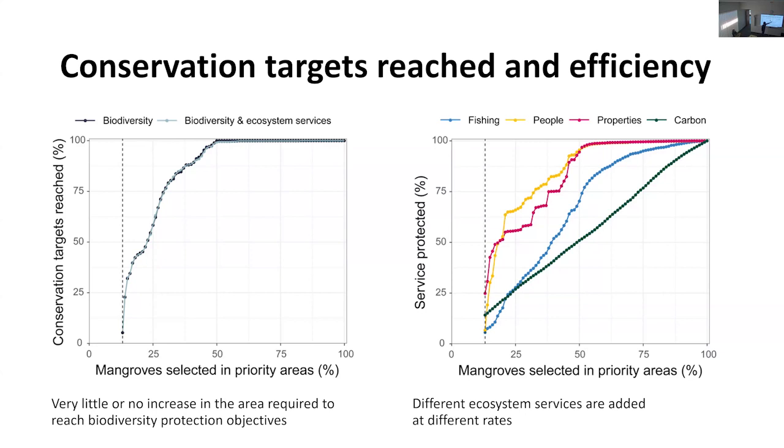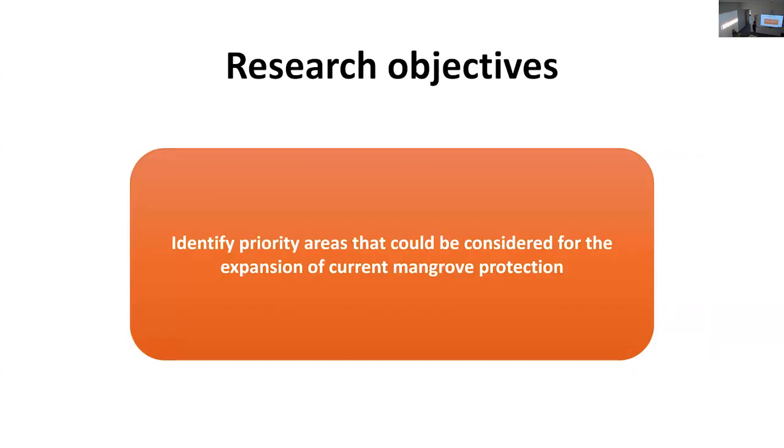And we see it does quite well for properties and people, also for fishing. And for carbon, it's almost linear, but that's because the distribution of carbon benefits is less dissimilar. For people and properties, we had some areas at really high values, while for carbon, the distribution is more equal in different areas.